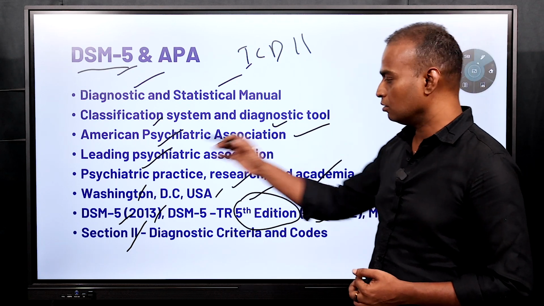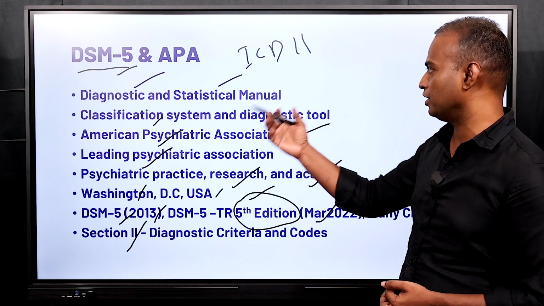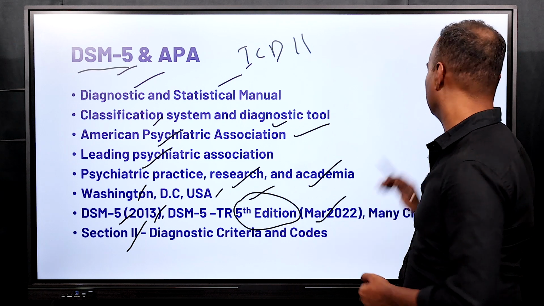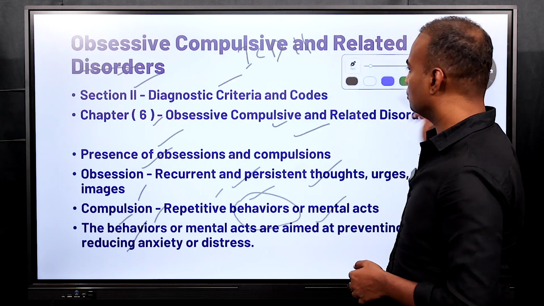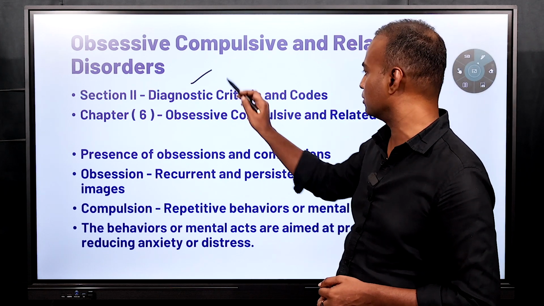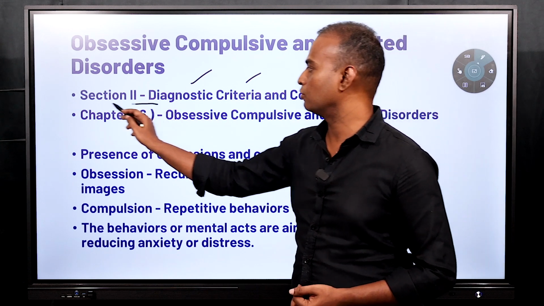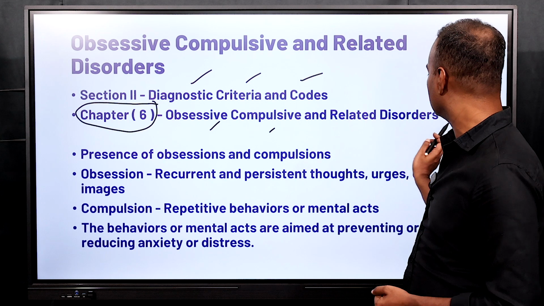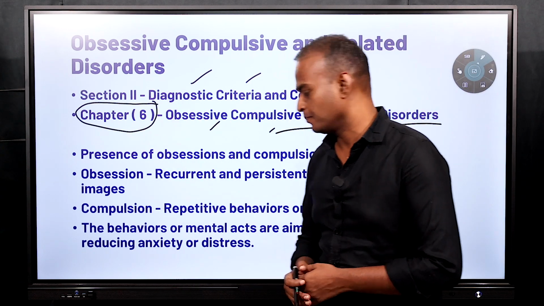That's the reason everything we discuss further will be from section 2 of DSM-5, that is DSM-5 TR, fifth edition. Next is obsessive compulsive and related disorders. These are included in the second section, that is diagnostic criteria and codes. In that second section we are looking into chapter 6. Chapter 6 is for obsessive compulsive and related disorders.